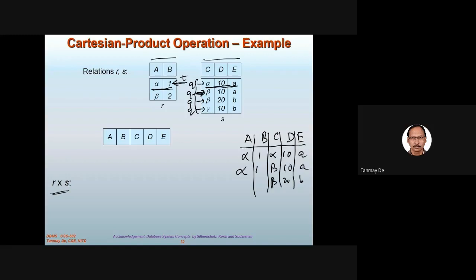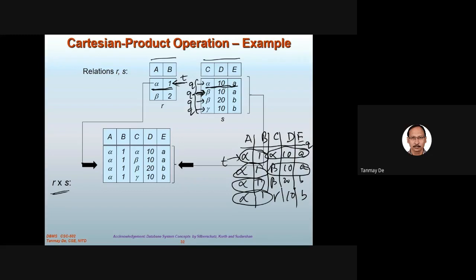Alpha 1, this one is the T basically. This part is the T, and this part is the Q. This part is the Q. Okay. And here gamma 10B. So what is this? You can see the first row of relation R is combined with each of the rows of relation S. So you can think of it just like this one. The first row, this is the T, is combined with each of the rows in relation S. That is, this portion comes, and together we get this one.